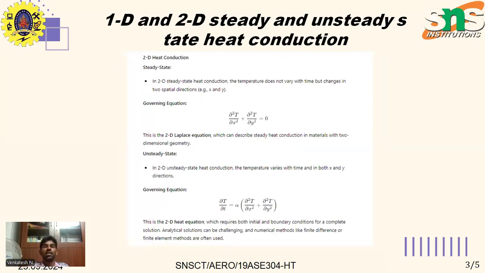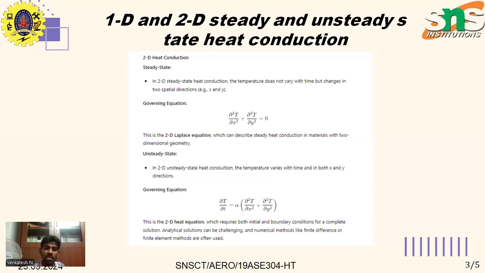Next is two-dimensional heat conduction in steady state. In 2D heat conduction, the temperature does not vary with time, but changes in two spatial directions. The governing equation is dou squared T by dou x squared plus dou squared T by dou y squared equals 0. This is the 2D Laplace equation, which describes steady heat conduction in materials with two-dimensional geometry.